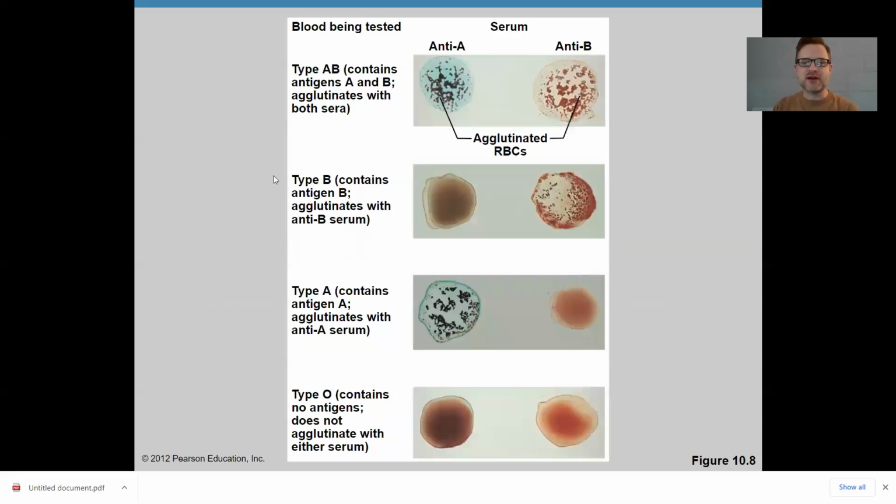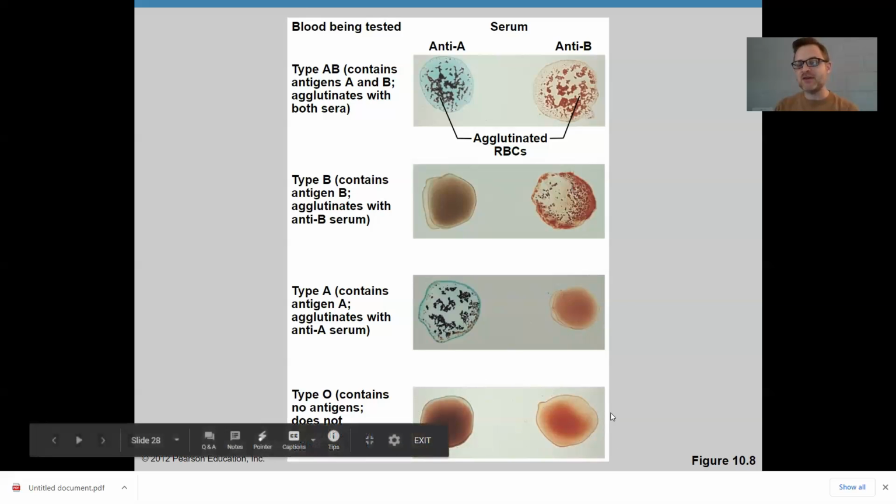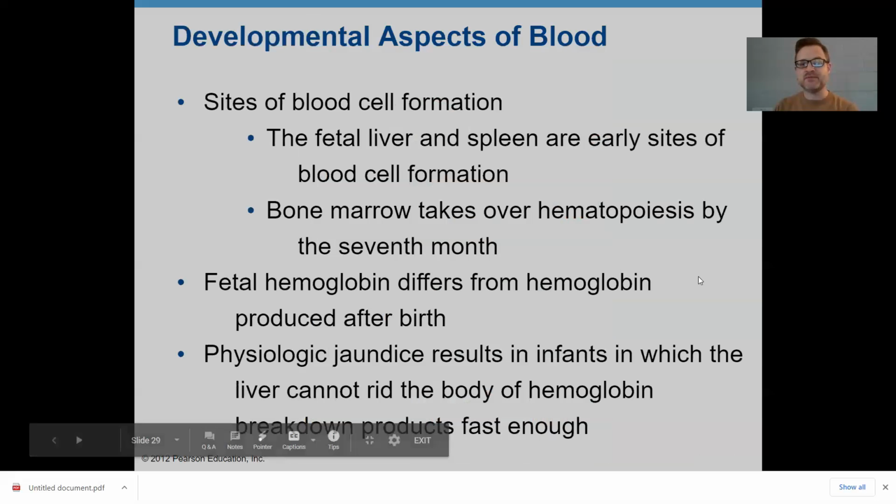But basically, here's what it looks like. This person has type AB blood because it's clotting with anti-A and anti-B. This person has type B blood. It reacts to anti-B, but not anti-A. This person has type A blood. You see it's clotting with anti-A, not anti-B. This person's type O blood. Nothing is clotting. So you don't have any of the antigens, so you are type O.